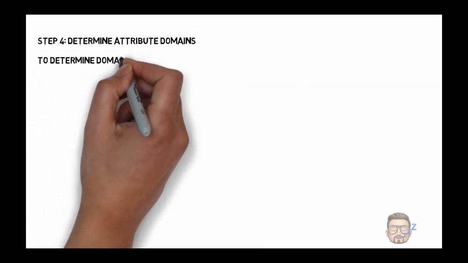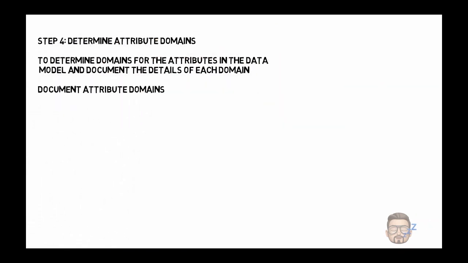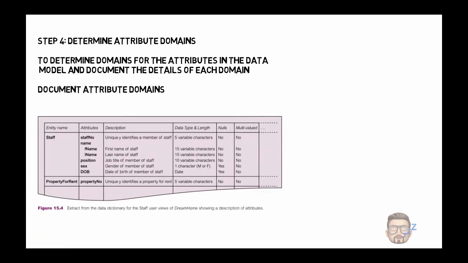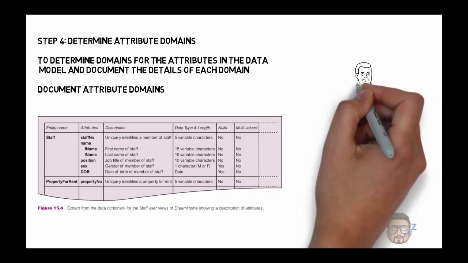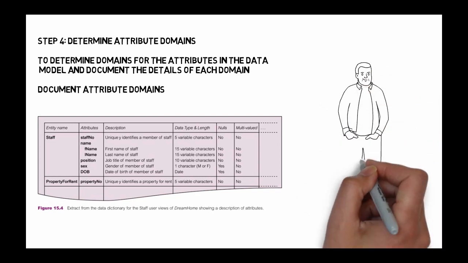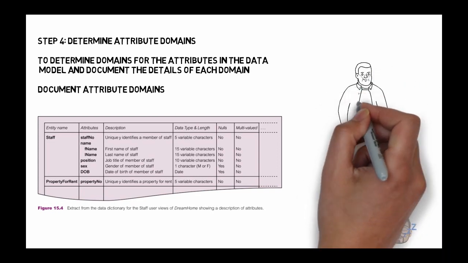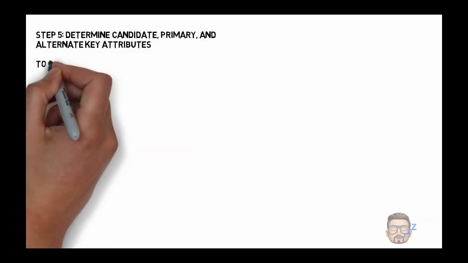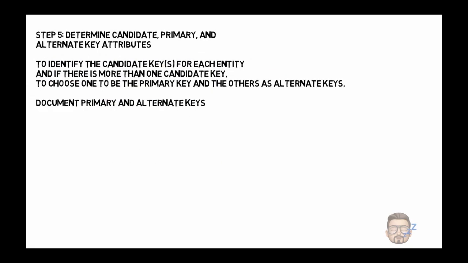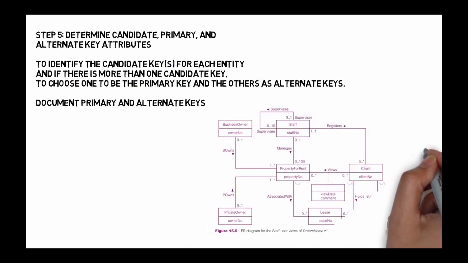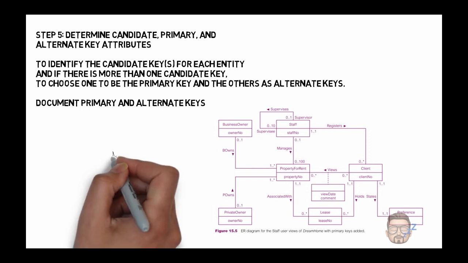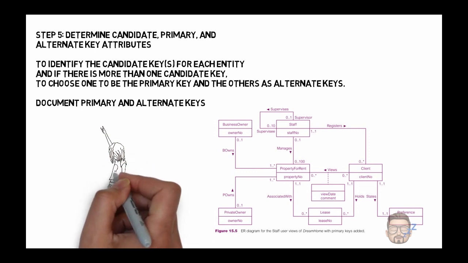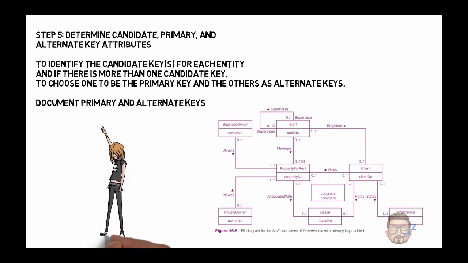Step number 4 is to determine domains for the attributes in the data model and document the details of each domain. For example, salary has to be a number, last name has to be characters, and so forth. Step number 5 is to identify the candidate keys for each entity, and if there is more than one candidate key, choose one to be the primary key and the others as alternate keys. Then you need to document primary and alternate keys.